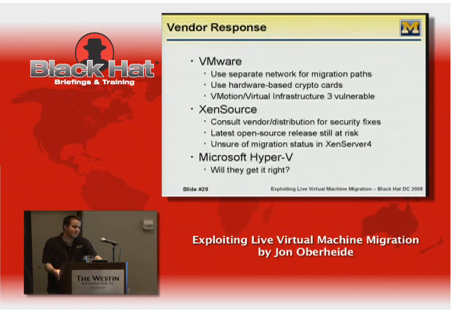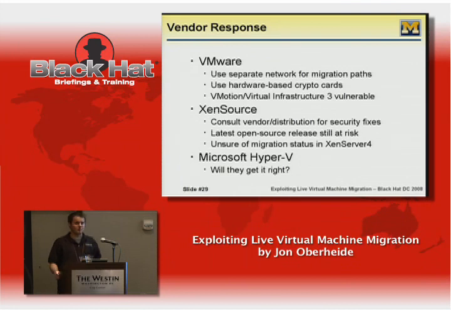The official response from VMware is that they have two suggestions. The first is isolation: you can isolate your migration network from the rest of your network, where attackers might have access. The other solution is to use hardware-based crypto cards. While both of these are completely valid solutions, it would be great if we would see a software-based solution, either in their next iteration of vMotion or Virtual Infrastructure. Virtual Infrastructure 3 is the latest and greatest from VMware, and it is currently vulnerable to these types of attacks.